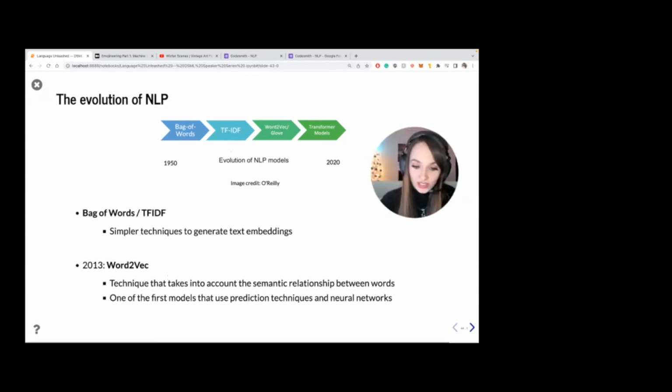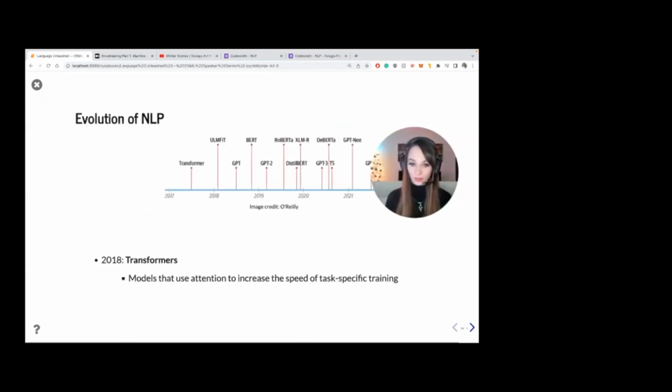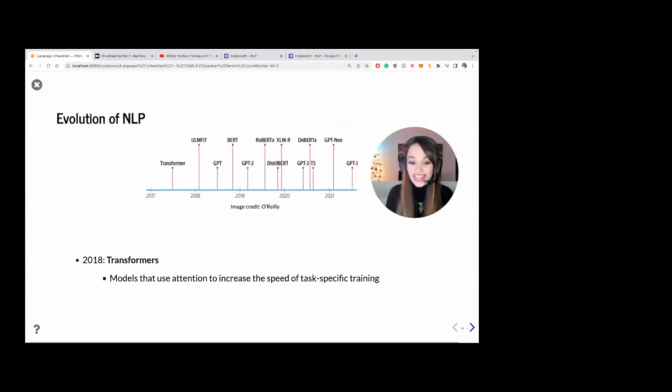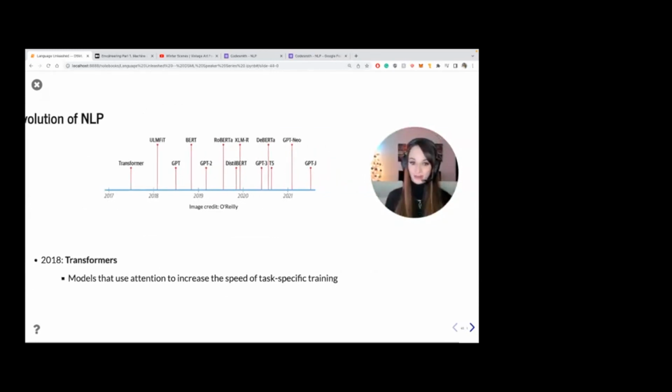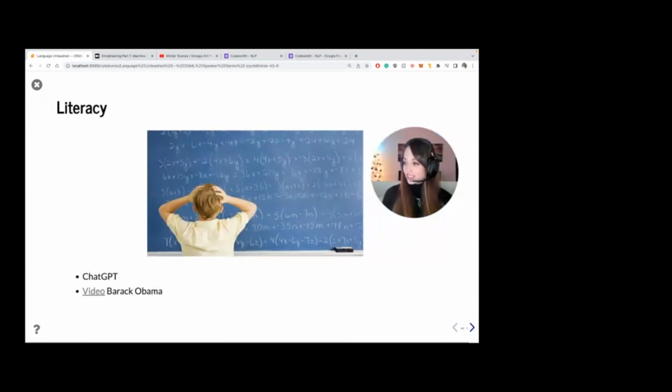Word2Vec is just a technique that takes into account the semantic relationship between words, and it was one of the first models to use neural networks for this purpose. And now we're seeing a bunch of exciting things with transformers. Since 2018, we see transformers, GPT, BERT, GPT-2, RoBERTa, GPT-3, and GPT-4 is about to come out. Those are models that use attention to increase the speed of task-specific training.